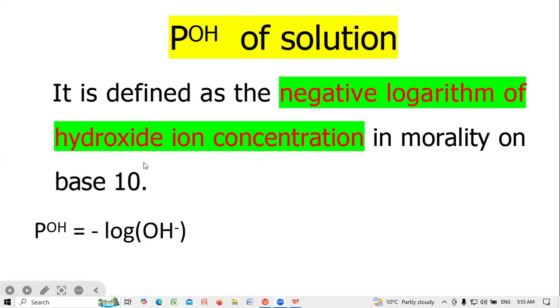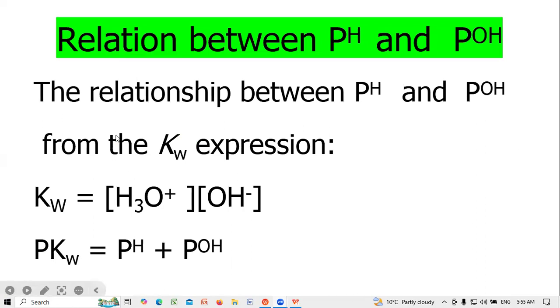pOH of a solution is also defined similar to the pH. It is the negative log of the hydroxide ion concentration in molarity. pOH equal to minus log hydroxide ion concentration.